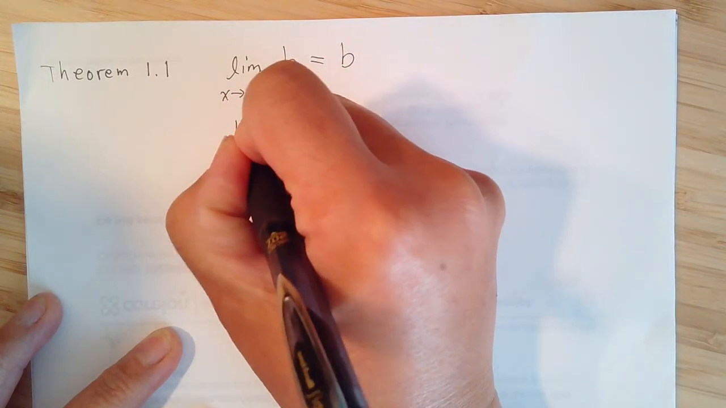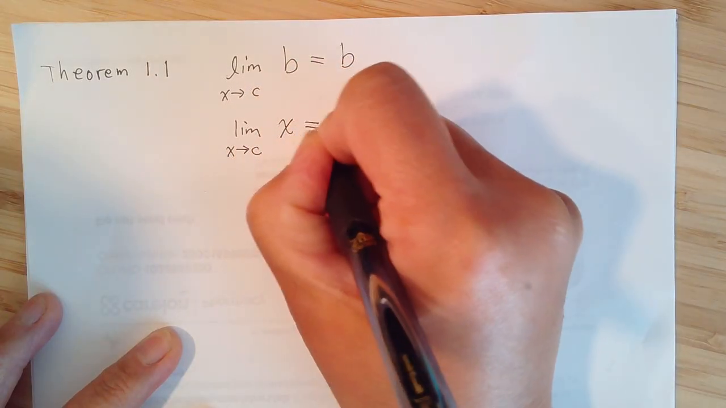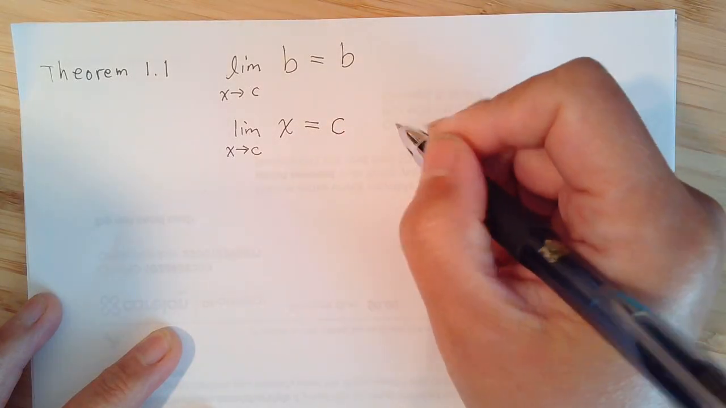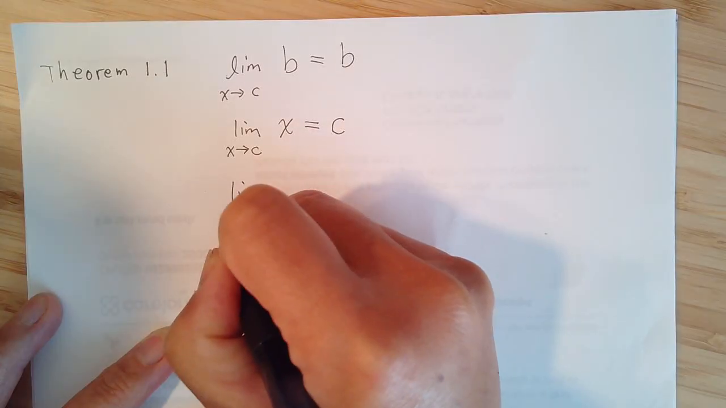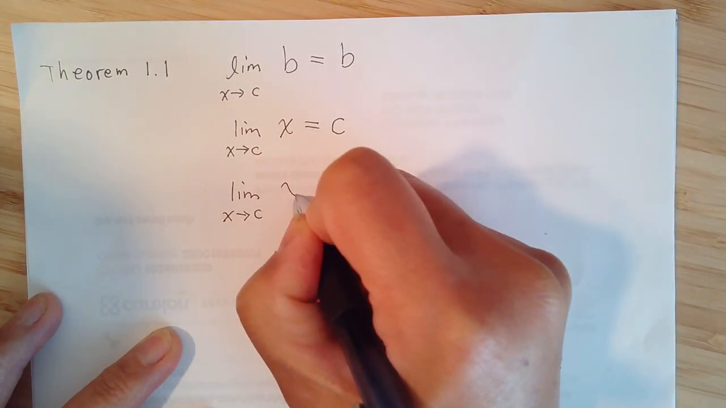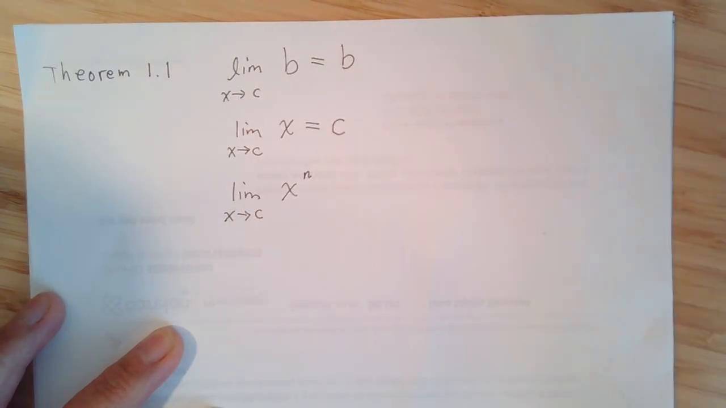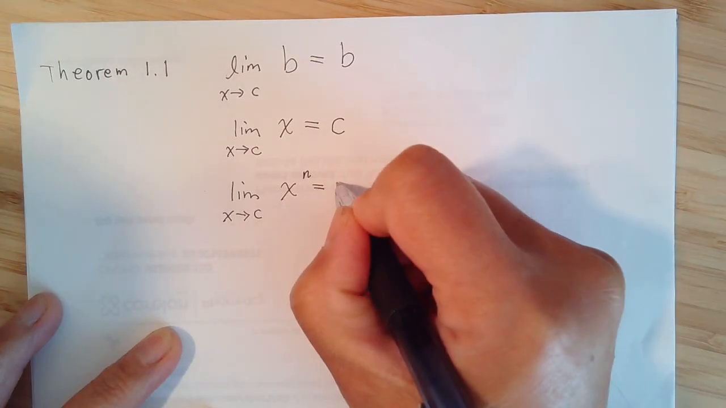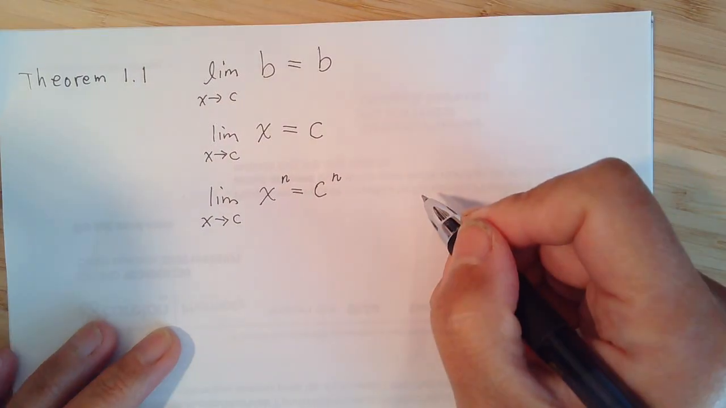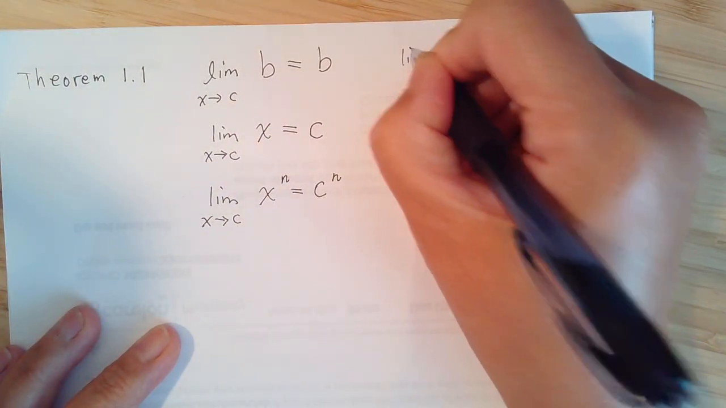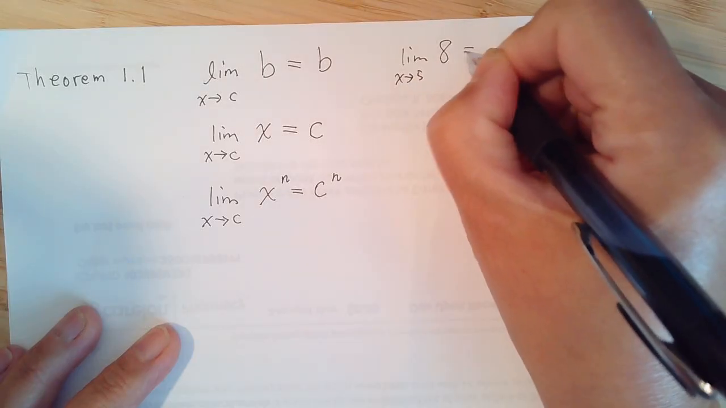The other one, the limit when x approaches c of x will be just c. So these two are quite obvious, aren't they? And the third one, the limit as x approaches c of x to the nth power. In this case, n is a positive integer, like 1, 2, 3, 4, 5. And that is just c to the n.